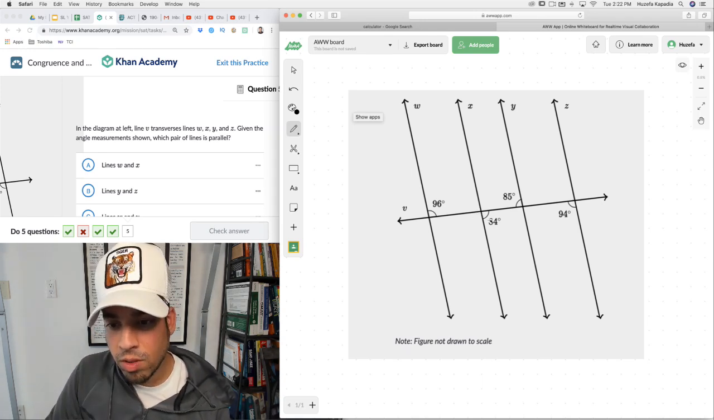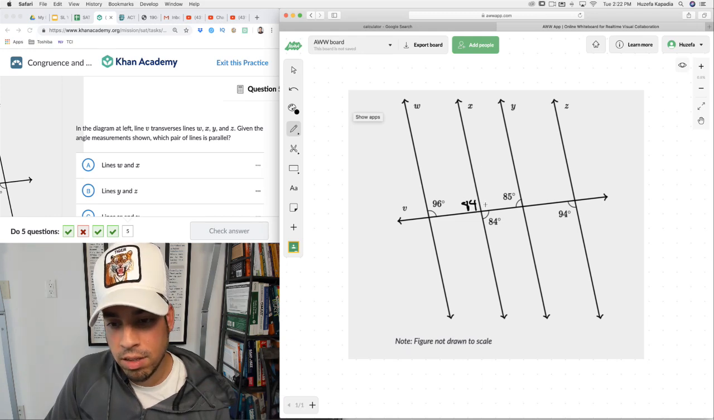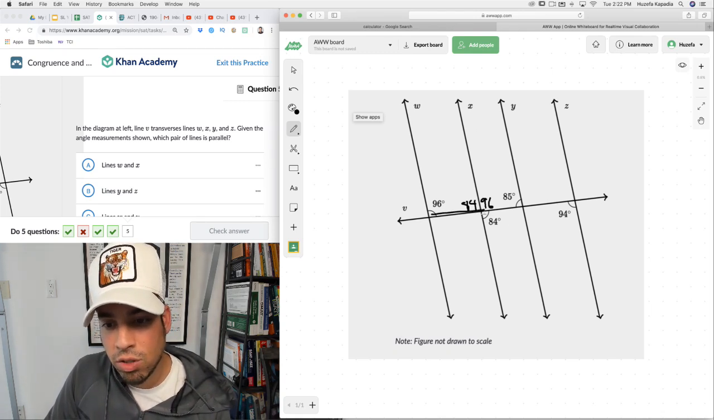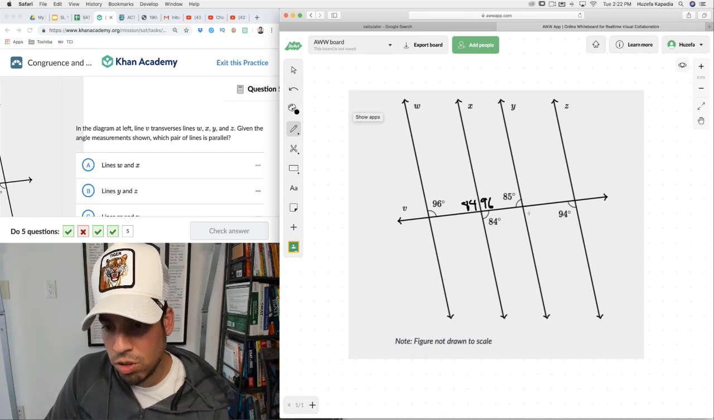So let's fill in. This is 84. This is also 84, right? Because they're vertical angles. And if this is 84, it's supplementary with this angle over here because they're on a straight line. So what plus 84 gives you 180? It would be 96. So I already know which two lines are parallel. It's got to be W and X because now I've got these corresponding angles that are congruent. That tells me they're parallel. But let's keep going just for fun.